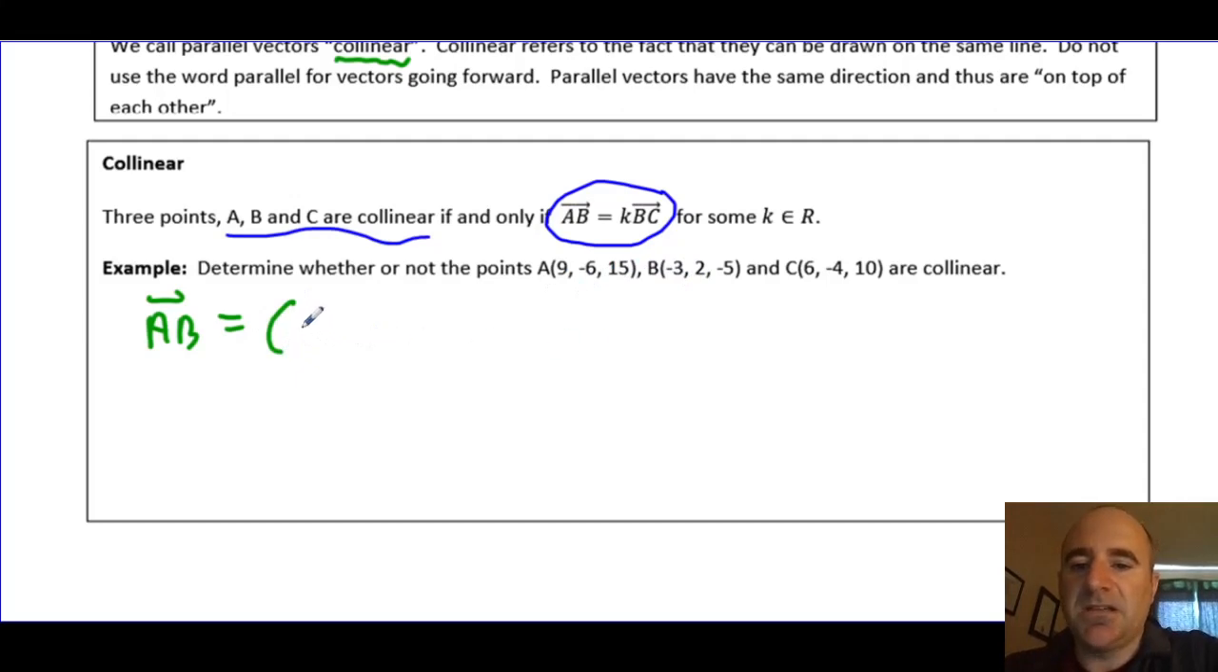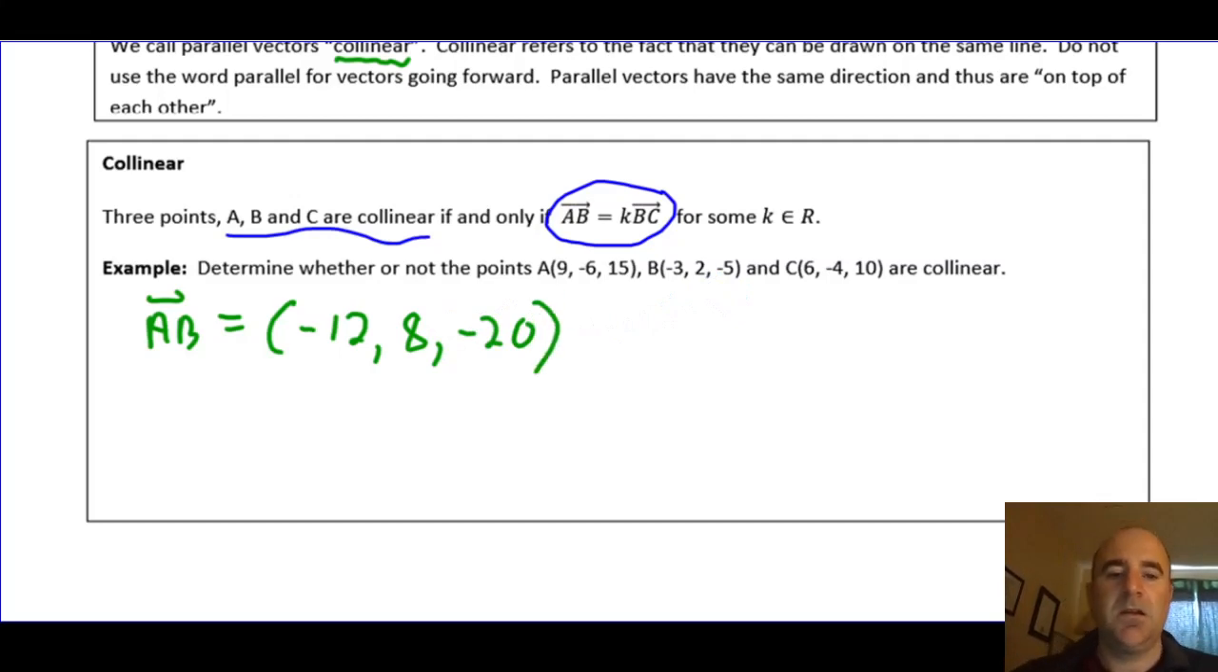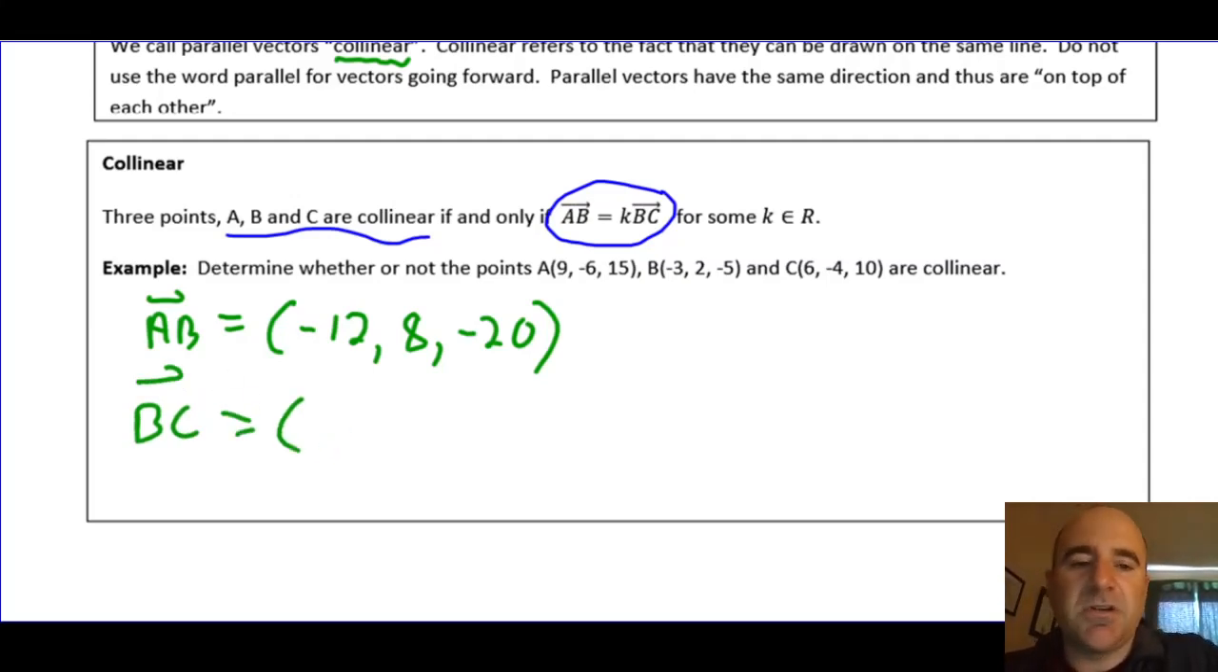So -3 minus 9 is -12. 2 subtract -6 would be 8. And -5 subtract 15 would be -20. We do the same thing and find a vector from B to C. Subtract the coordinates of B from the coordinates of C.